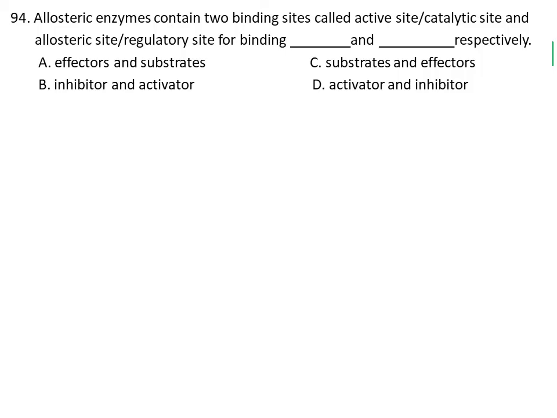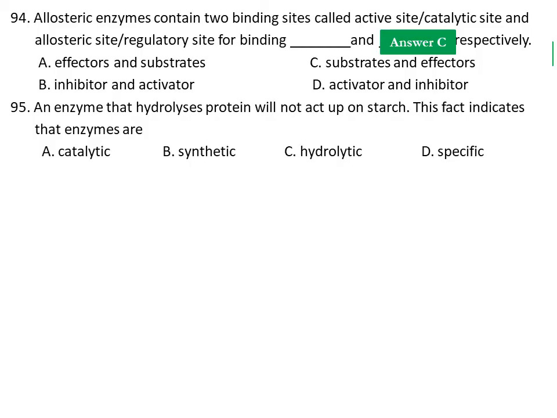Allosteric enzyme contains two binding sites called the active site or catalytic site, and the allosteric site or regulatory site, for binding blank and blank respectively. A. Effector and substrate. B. Inhibitors and activator. C. Substrate and effector. D. Activator and inhibitors. So the answer should be C, substrate and effector respectively.